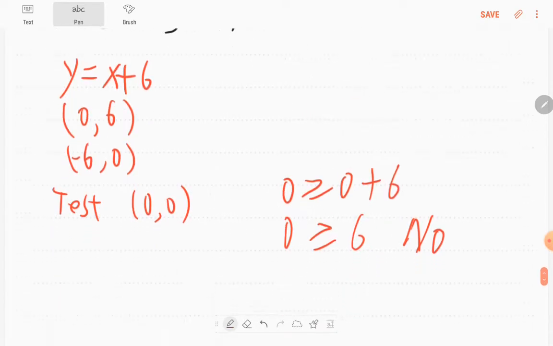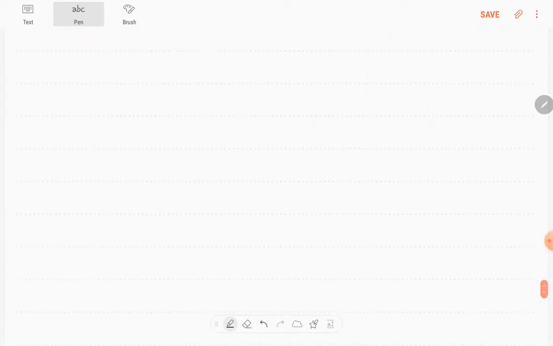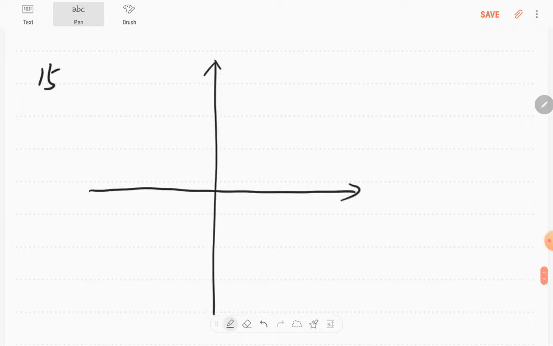Okay, so the next one. The next one is where the graph is given. This is the one graph. And this is another graph. This is 1 and 1.